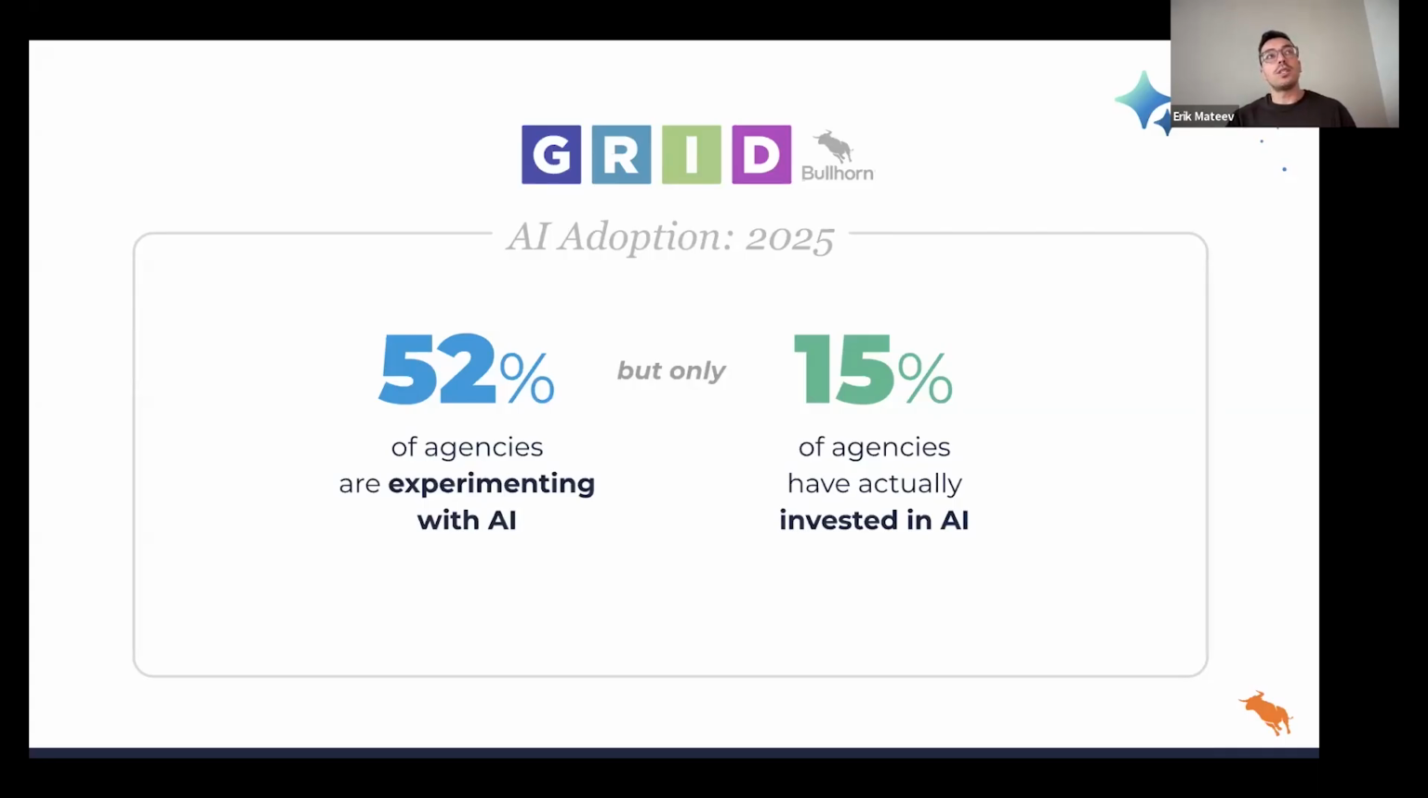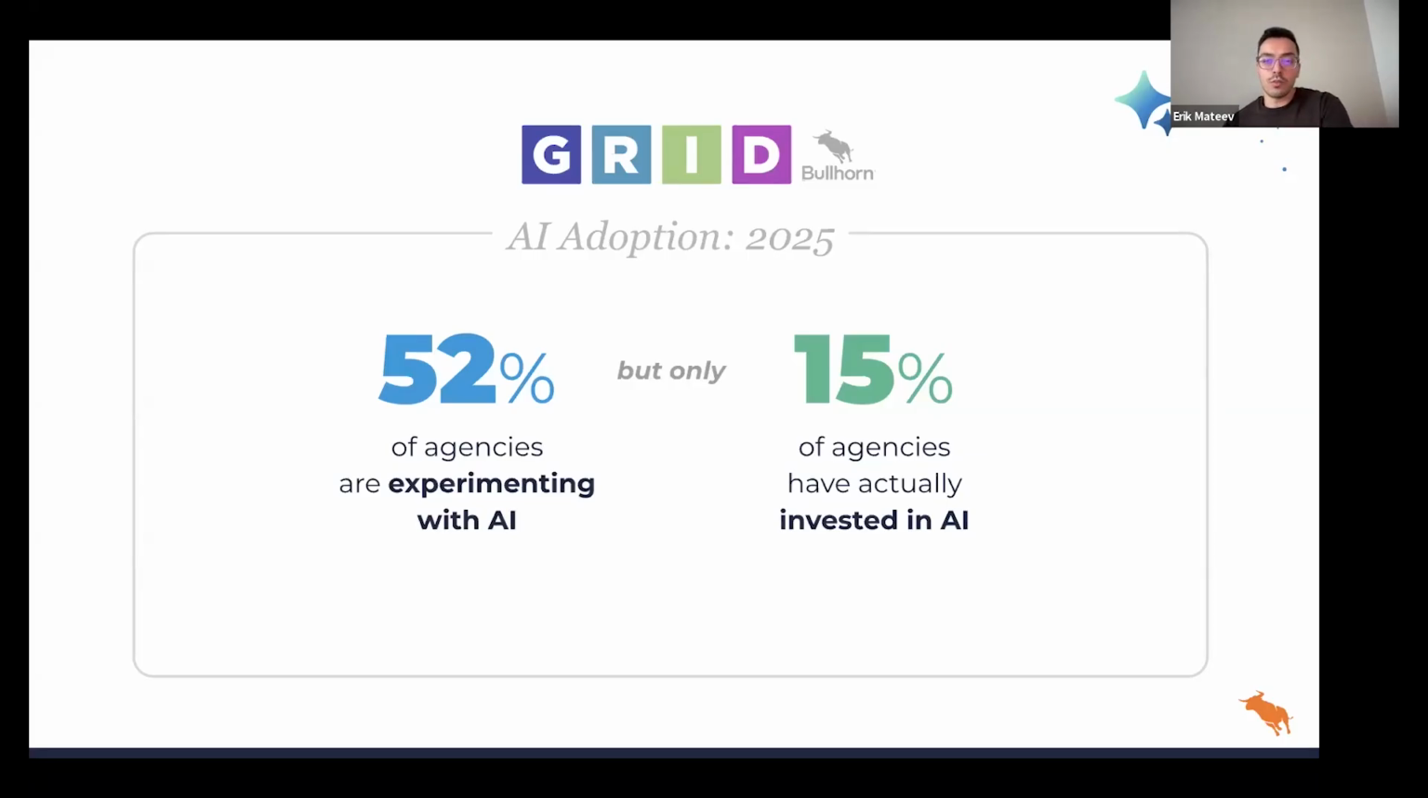The interesting part is that only 15% of those agencies have actually invested in an AI strategy. So what this is telling us is that you all know that AI can be incredibly beneficial for your business. It is transformative technology, but you don't know where to start from. And this is one of the things that we'll tackle in this webinar series.